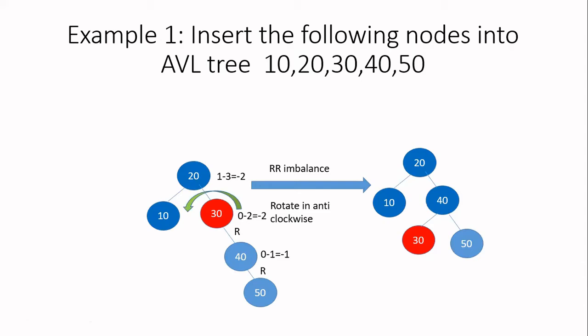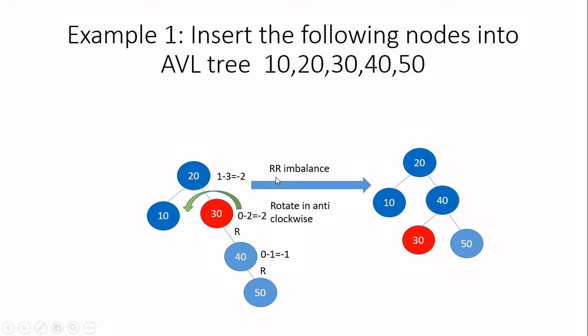To find the type of imbalance, start from 30 and move towards your newly added node. For the two links, you try to give labels. So from 30, 50 is in the right subtree. So I'm giving R for the label, first label. Then from 40, 50 is in the right subtree. So again one more R. So now read the labels from 30, that is the imbalance node. So I have the label now as RR.